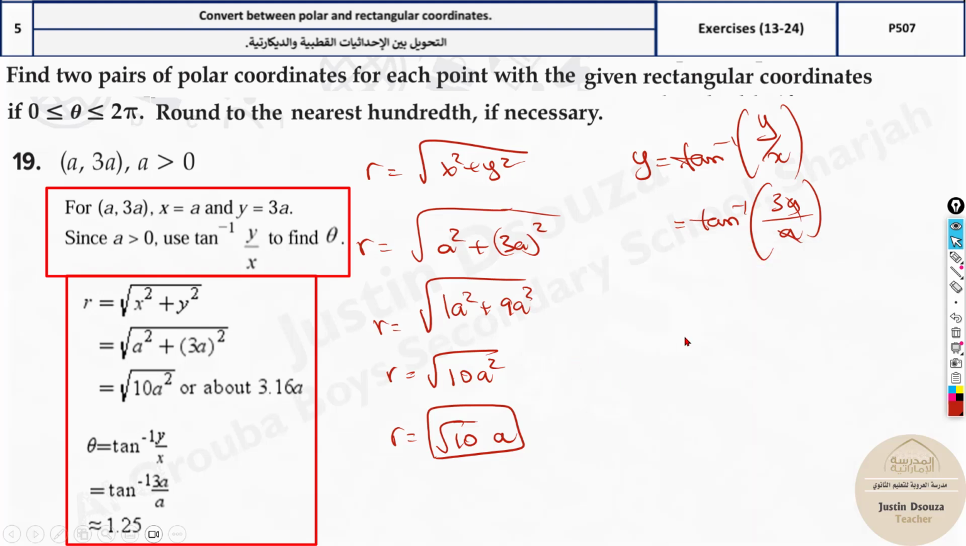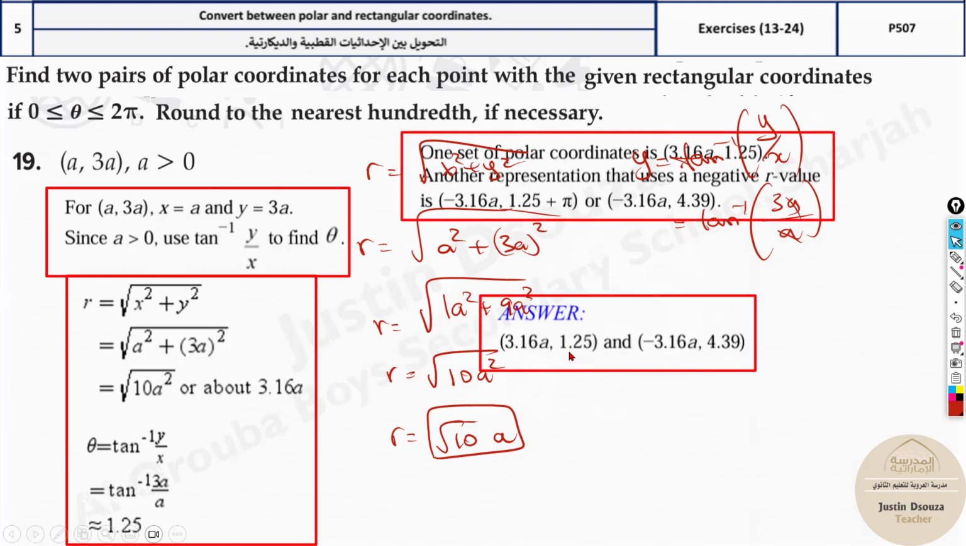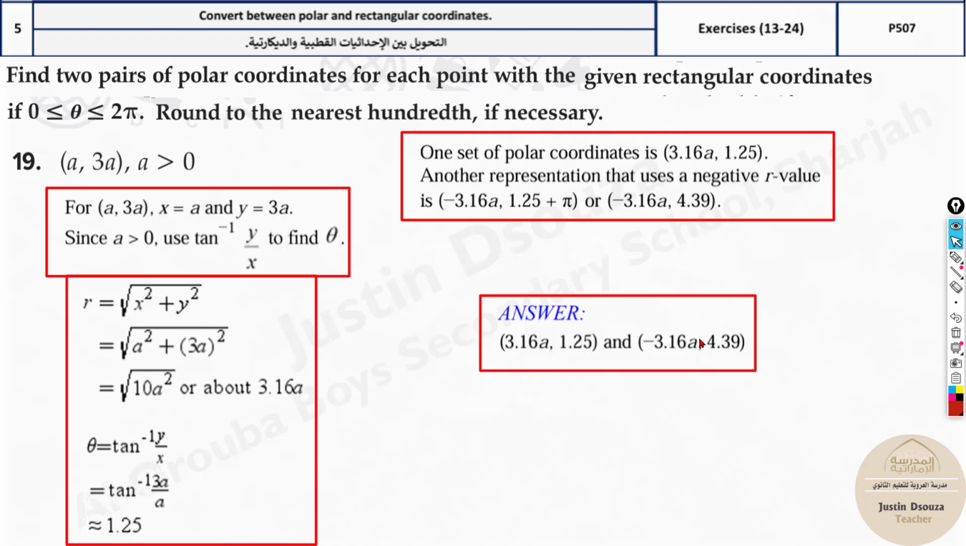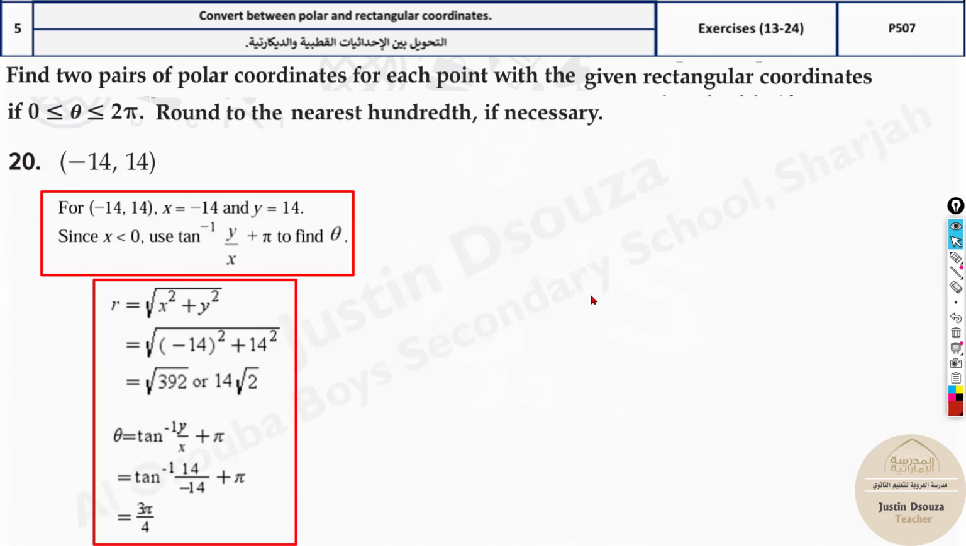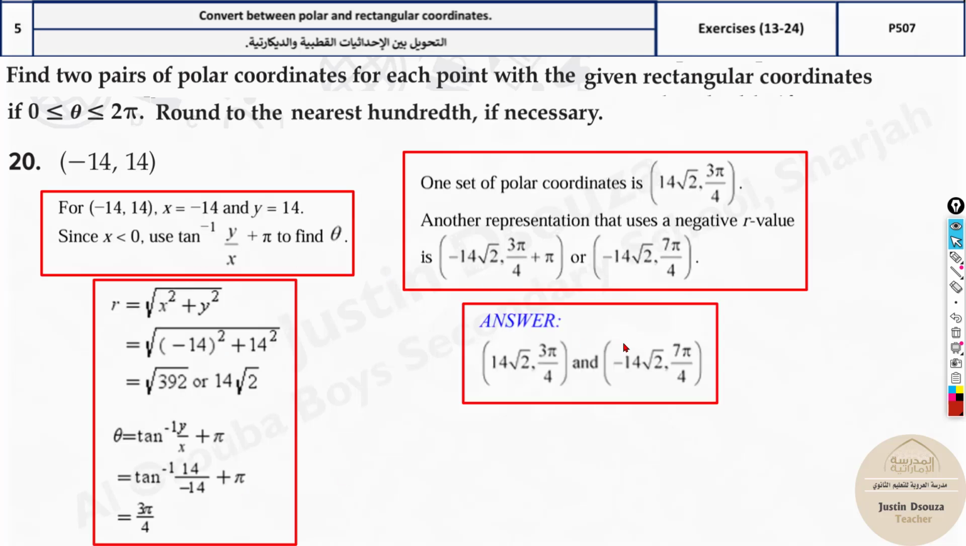It's 1.24. And you can see over here the answer is 1.24, more than 5, so it will approximate to 1.25. And add pi, it will be 4.39. So these are the answers. But when you change it, remember to add a minus sign to the radius. That's it. And over here as well, please solve it by yourselves. The worked out solutions are there.